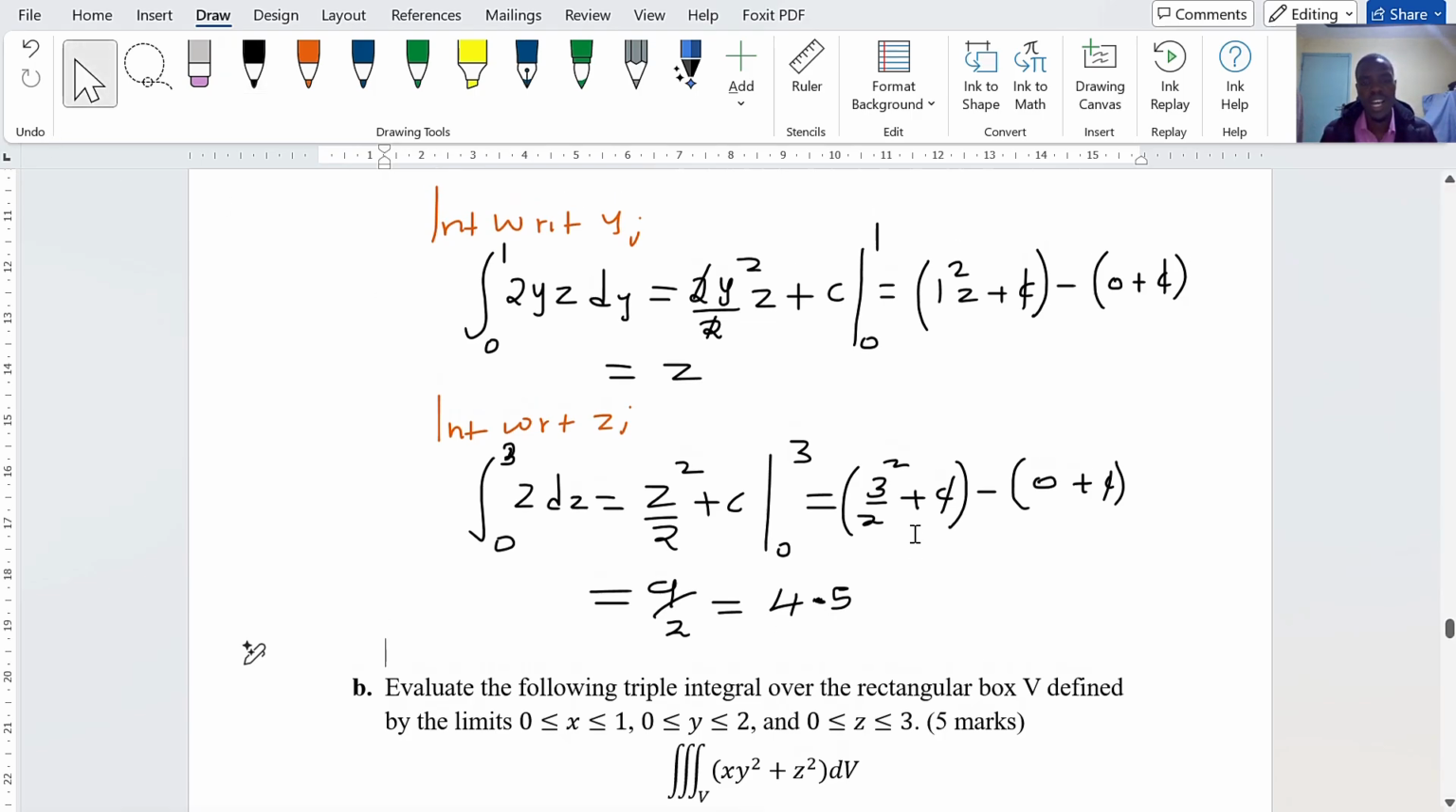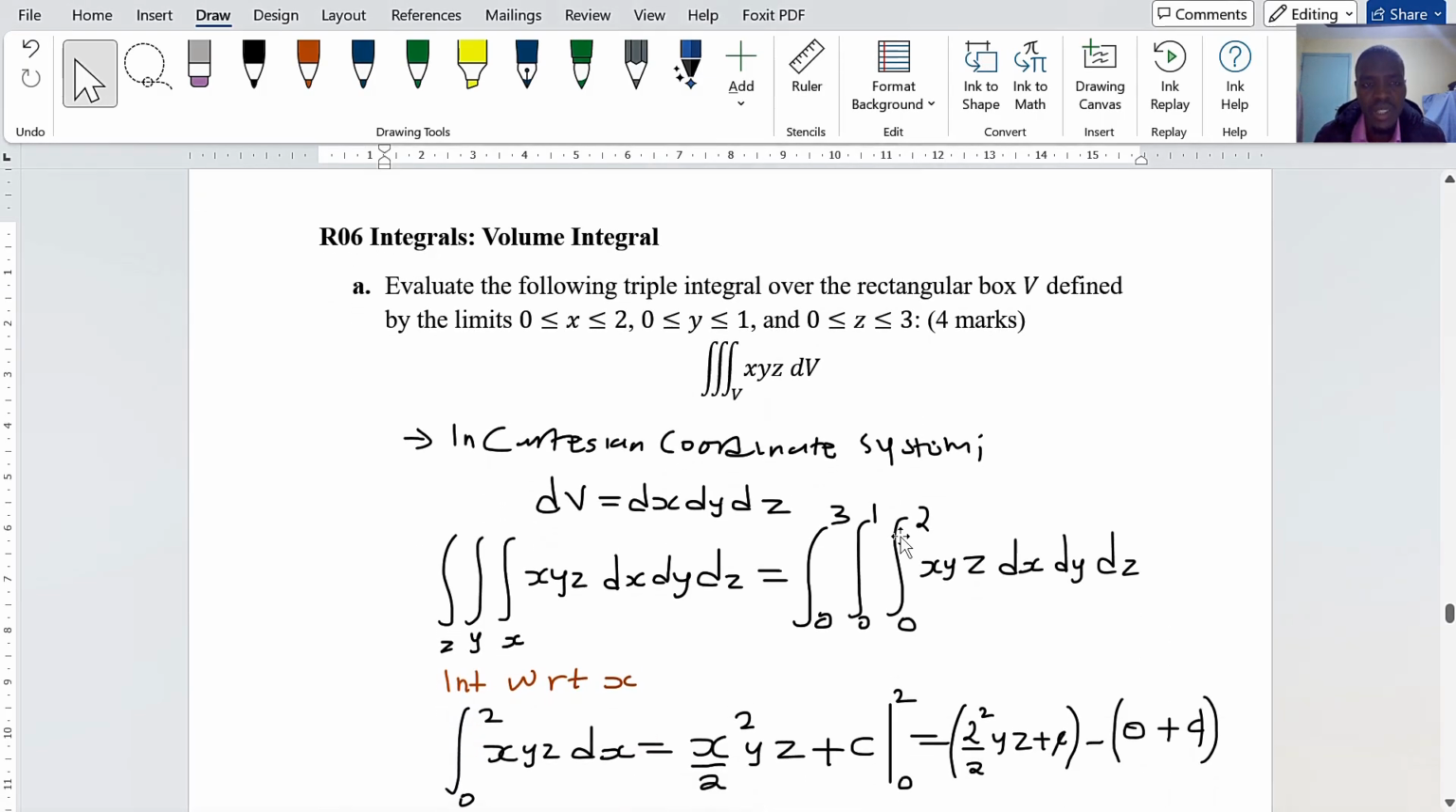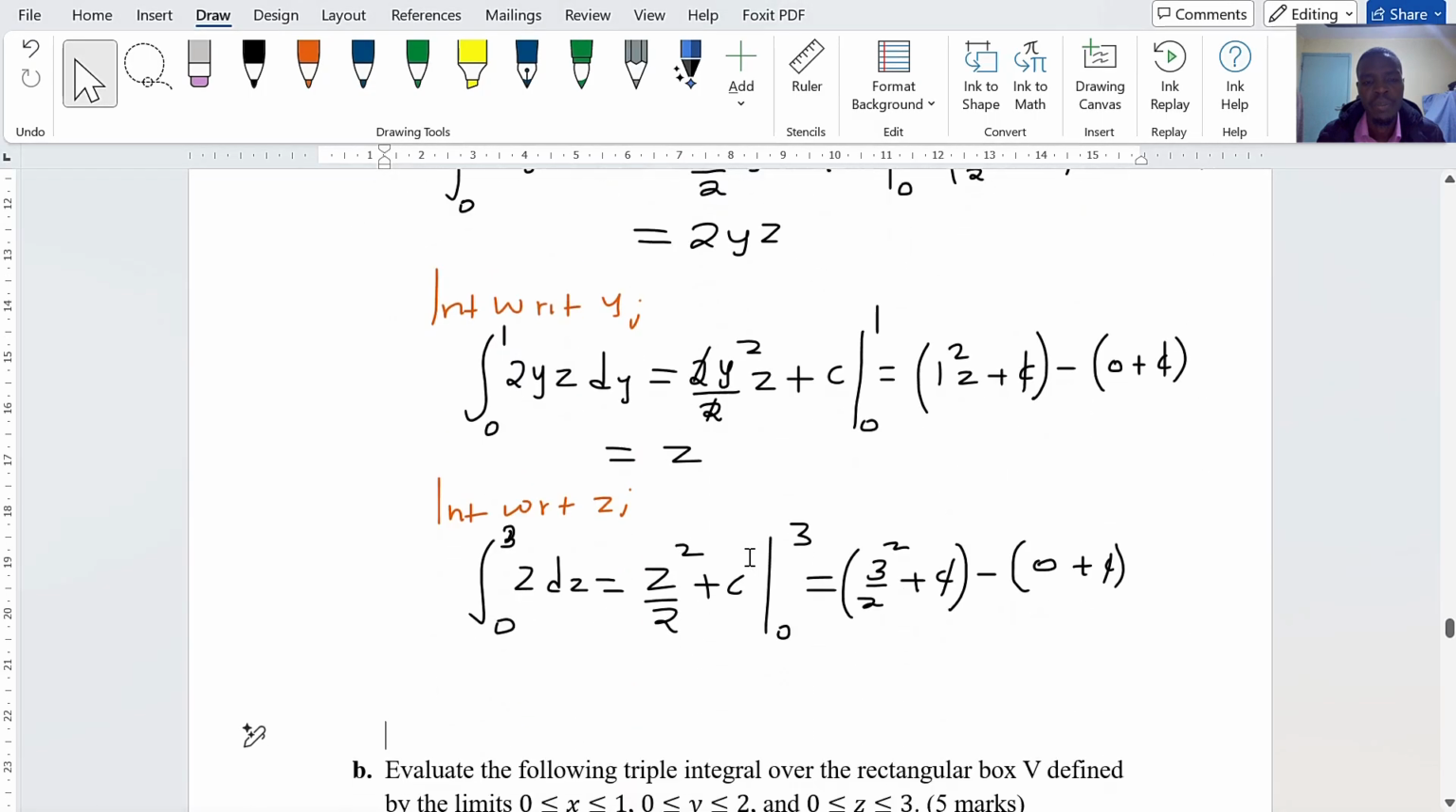Okay, so that is the answer for volume integral. Remember, this is basic. We are only dealing with the Cartesian coordinate system. When it is spherical coordinate system, it's different. Even in the surface integral, we left the circle. We just dealt with the rectangle, which means we just consider the Cartesian coordinate system again.